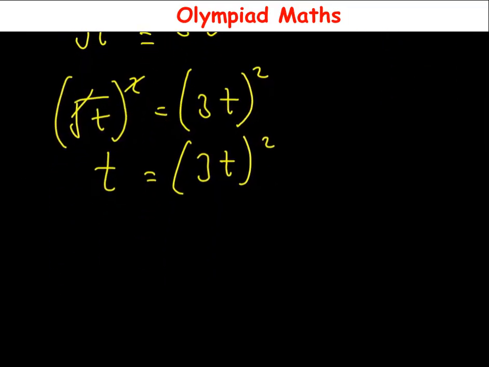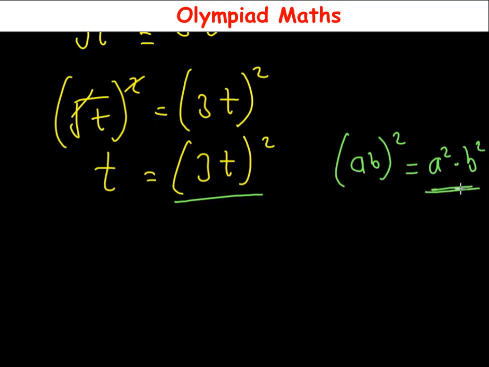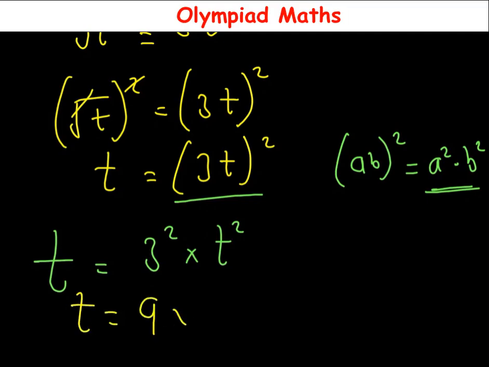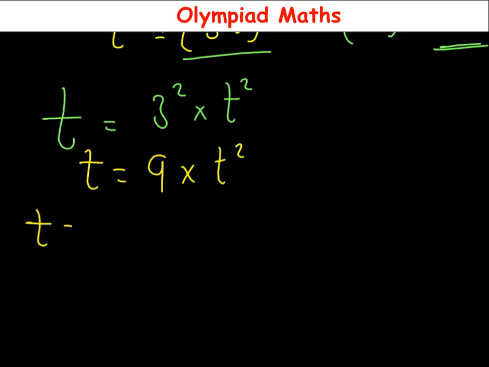Okay, now with this, looking at 3t all squared, this is in the form of in bracket ab all squared. Now if you have ab all squared, this is equal to a squared times b squared. Okay, so applying this right here, the value of t is equal to 3 squared times t squared. So from here, t is equal to 3 squared, which is 9, times t squared, that is 9t squared.